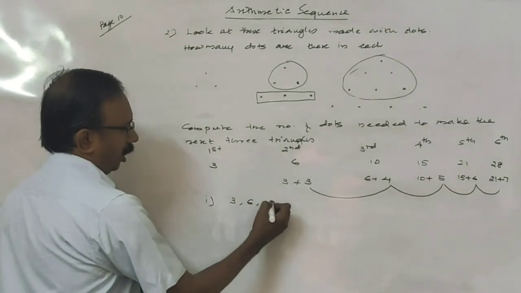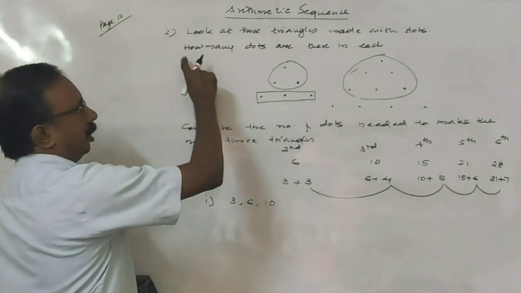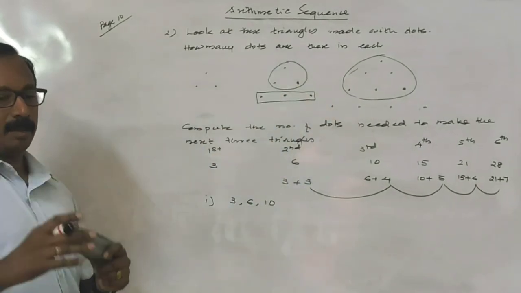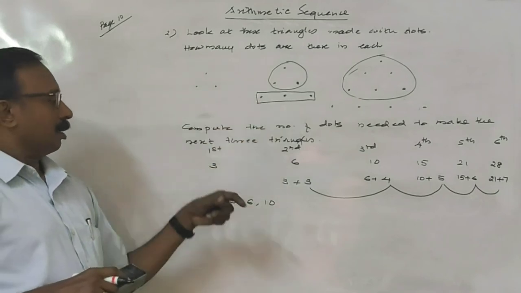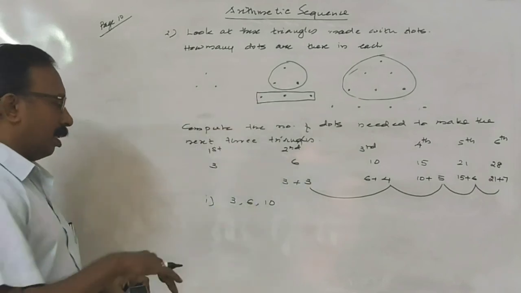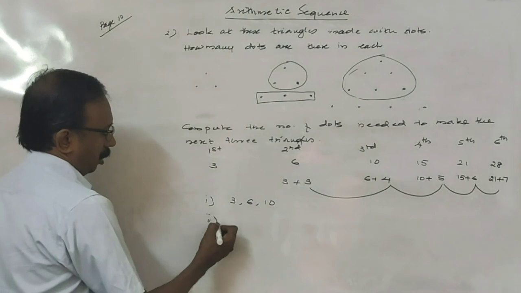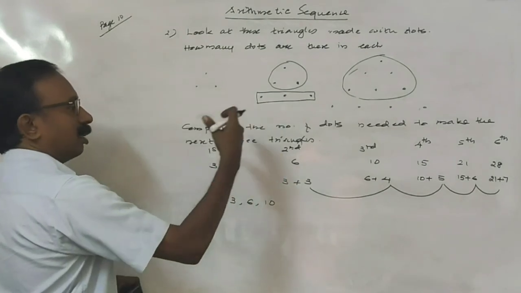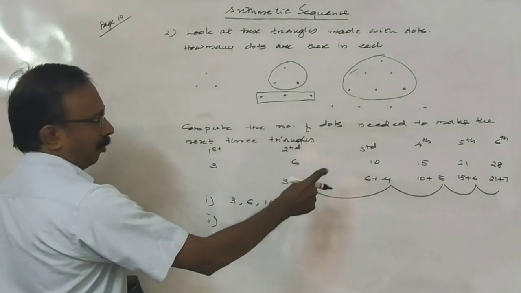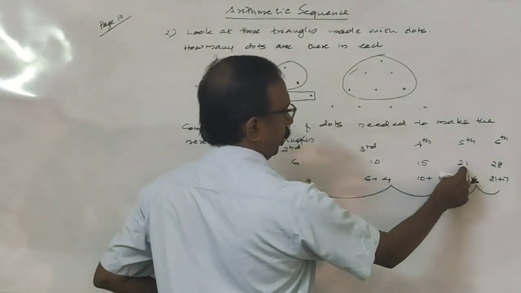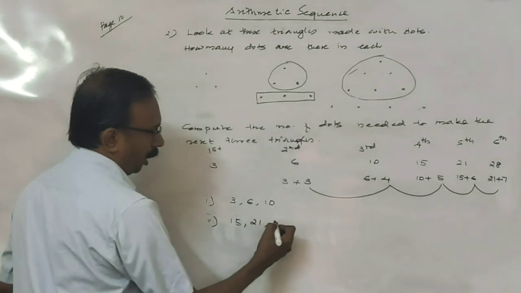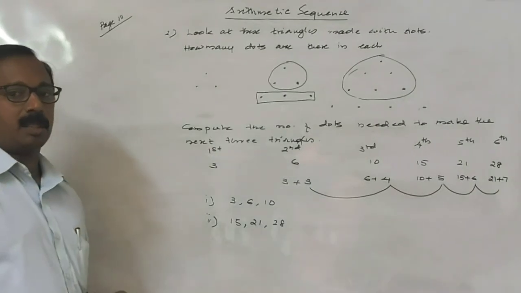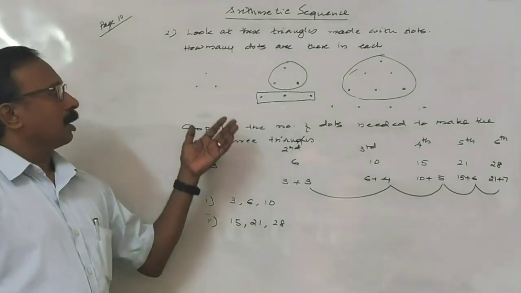6, 10 on the first answer. Now, how many dots are there in each? So, the first one has 3, the second one has 6, the third one has 10. And the next triangles, the number of dots are 15, 21, 28. Isn't it? 15, 21, and 28. These are the same answers. Follow this.